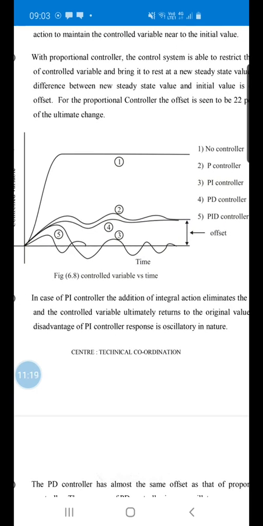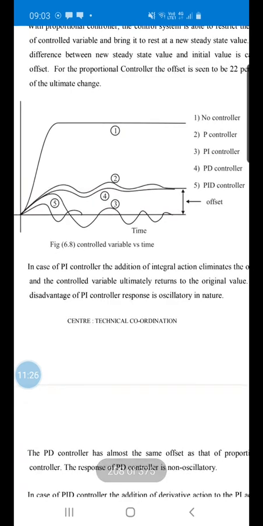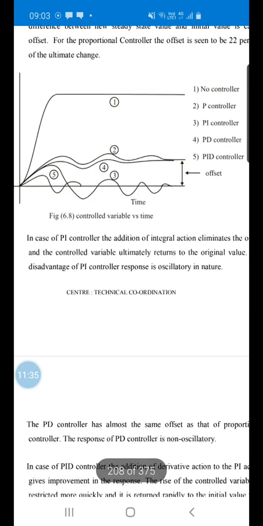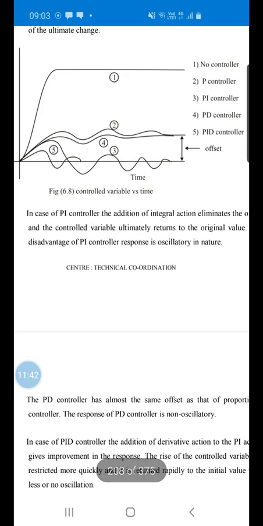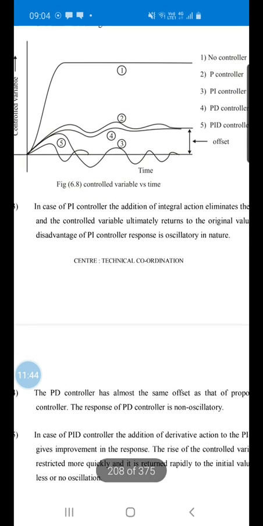Initially, the proportional controller. Because of this, the system is able to restrict the rise of the control variable, and that is very important, and bring it to rest. But again, a new steady state is reached. You can see curve 2. The difference between the new steady state value and the initial value is called the offset. So it is shown here that the proportional controller gives some offset. Generally, this offset is seen to be 22% of its ultimate change.